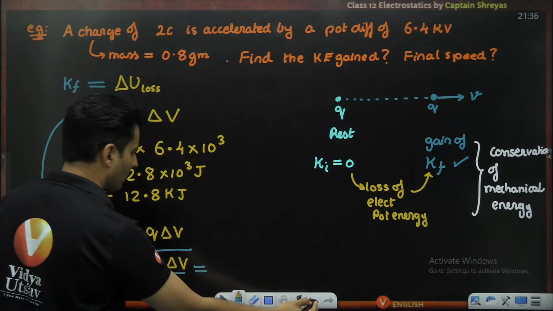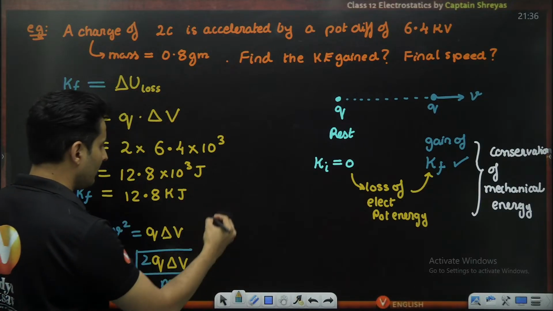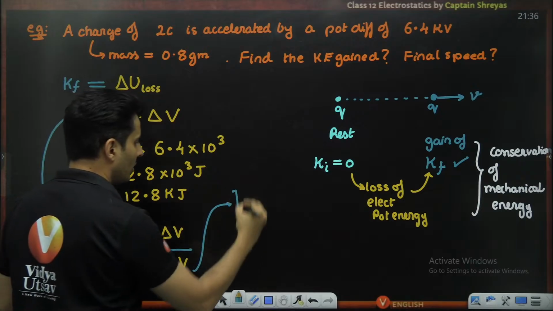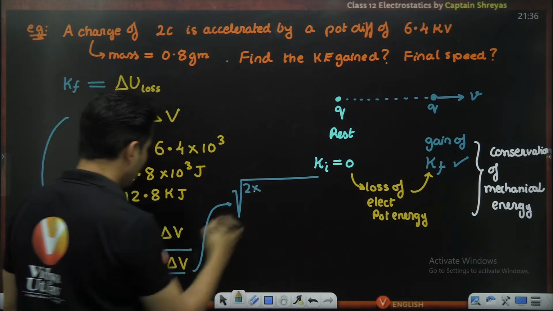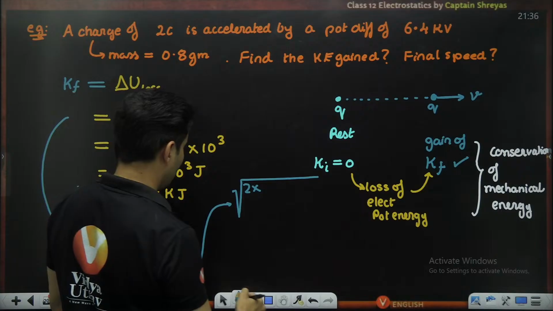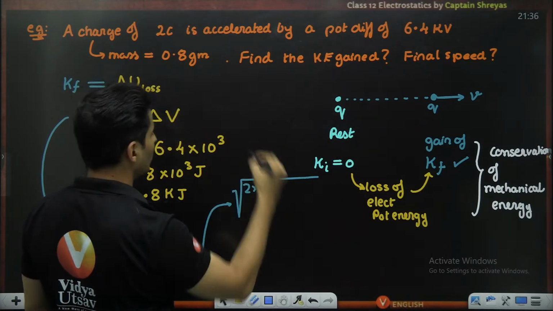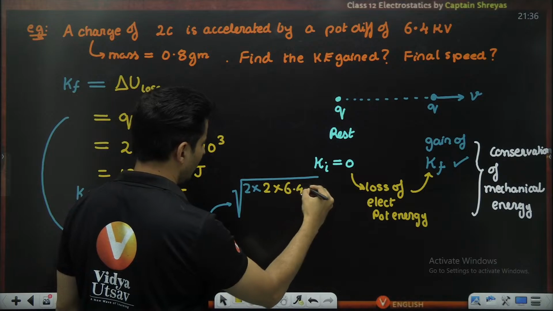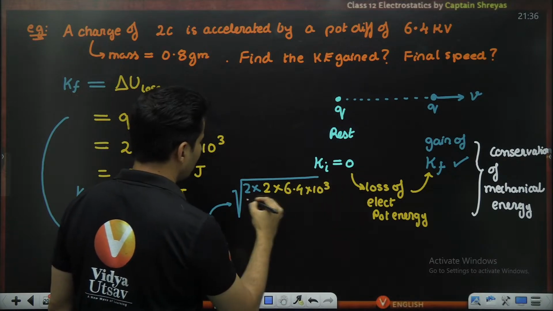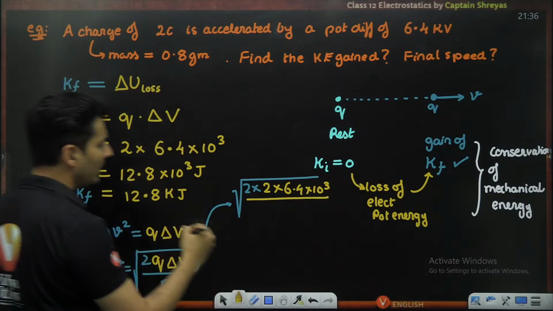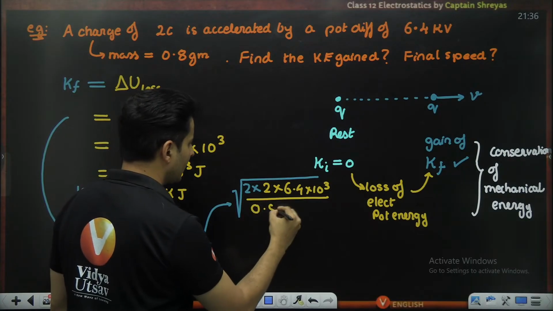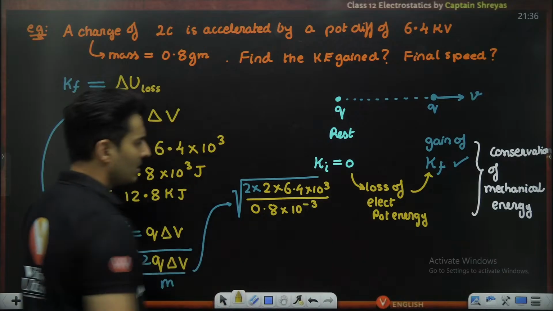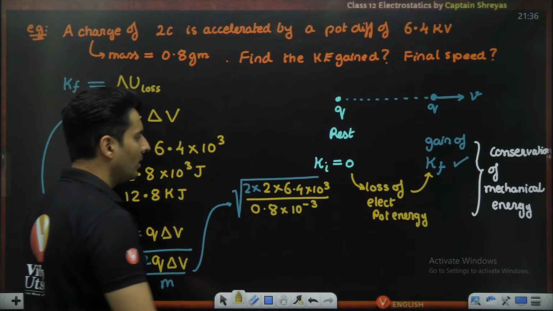So therefore, how much should it be? Let's try it out. So maybe over here only we can figure it out. So that will be equal to root of 2 into the charge. Charge is how much? 2 coulomb. Okay, voltage difference is 6.4 kilovolts, so 6.4 into 10 to the power 3. The whole thing divided by the mass. Mass is 0.8 gram, so 0.8 multiplied by 10 to the power negative 3, in kgs.